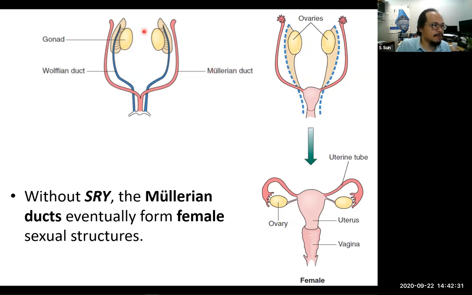Then the gonads will develop into the ovaries. The Mullerian duct will develop into the uterine tubule. And so we will have the female sex structure, including the ovary, uterine tubule, uterus, and vagina. That becomes the female. By about 9 weeks, if there's no SRY, there's no penis, and through ultrasound we can see that it's a baby girl.